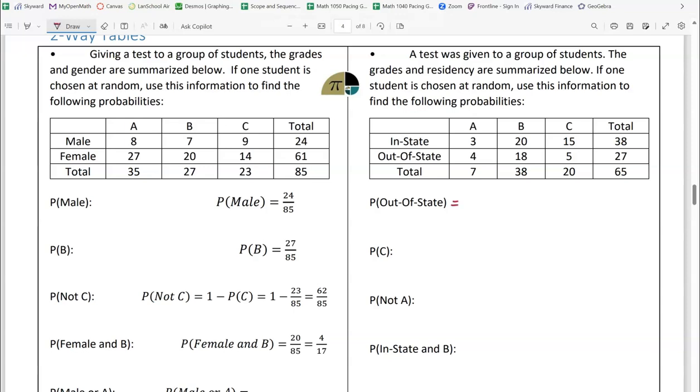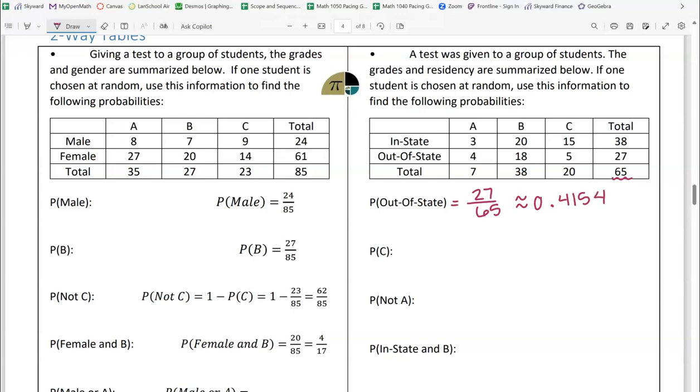So we just look at how many of our students are out of state. That would be 27. So we have 27 over the total number of students, which is 65. Then let's check if that simplifies. Remember on your assignment and on your test, you're going to need simplified fractions and/or decimals. It'll tell you what to find. This one doesn't simplify. The decimal would be about 0.4154.